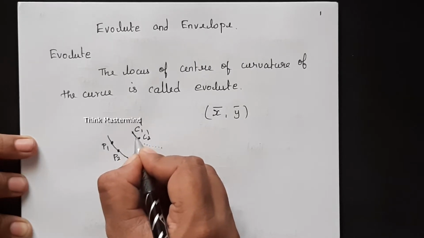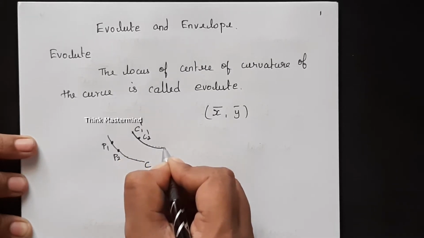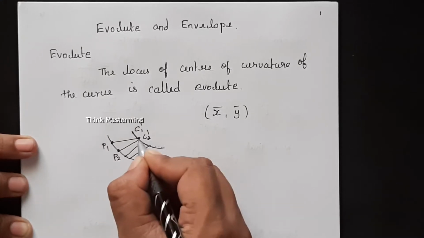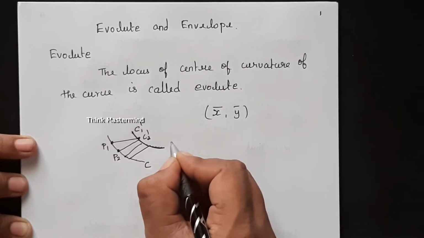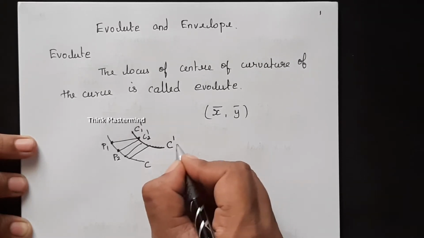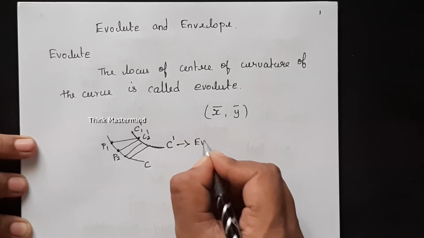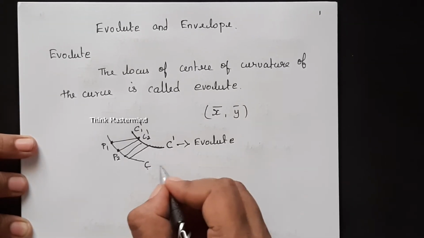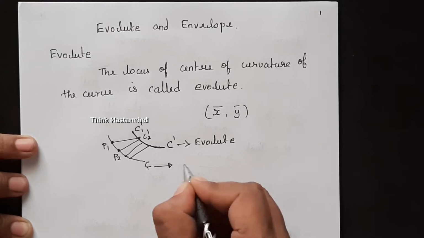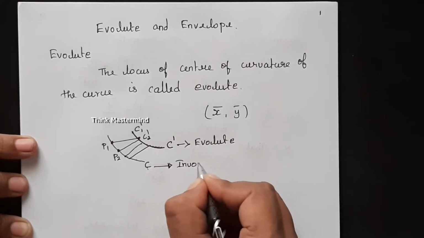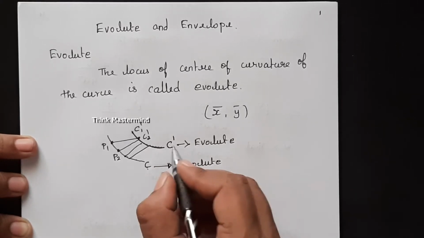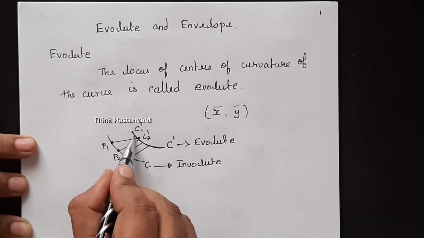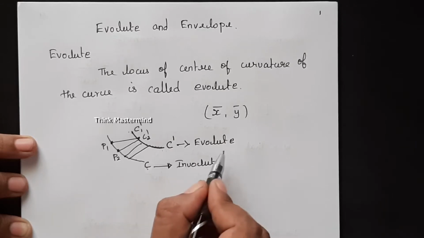Then the locus of center of curvature of the curve is called evolute. So I am considering it as C dash. So C dash is the evolute of curve C, and C is called involute of curve C dash. Therefore, from the definition, the locus of center of curvature is called the evolute.